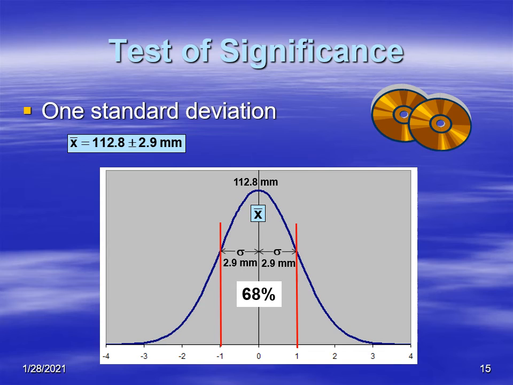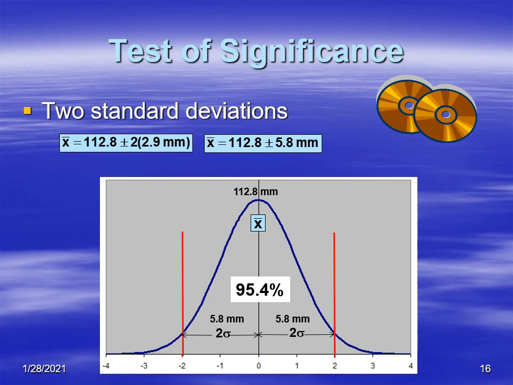In this case, we're looking at CDs. This is an example going back to our measurements of the diameter of a CD. We said the average diameter was 12.8, and we came up with a standard deviation of 2.9 millimeters. If we apply that to this curve, then that means 68% of all of our measurements will fall within one standard deviation, which is 2.9 millimeters either side of the mean.